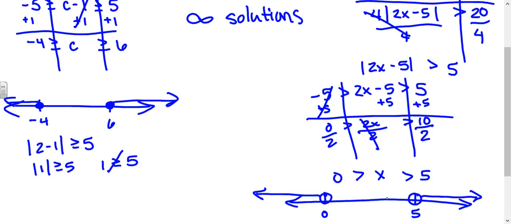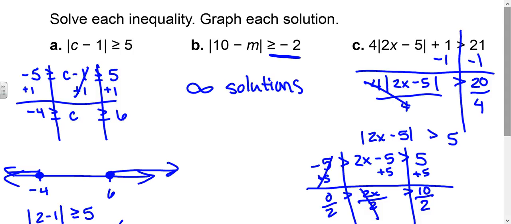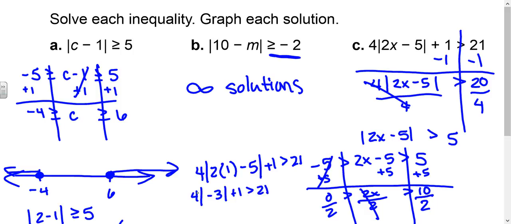So if we check a point in the middle of 0 and 5, let's try 1. So let's say that we go back to the beginning, and we have 4 times the absolute value of 2 times 1 minus 5, plus 1 is greater than 21. So if we work out the part inside the absolute value symbols, 2 times 1 is 2. 2 minus 5 is negative 3. The absolute value of negative 3 is positive 3. So 4 times positive 3 would be 12. Plus 1 is 13, and 13 is greater than 21, which is not true.